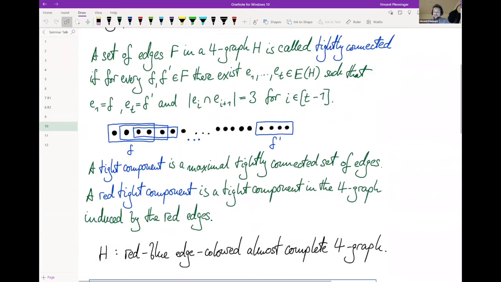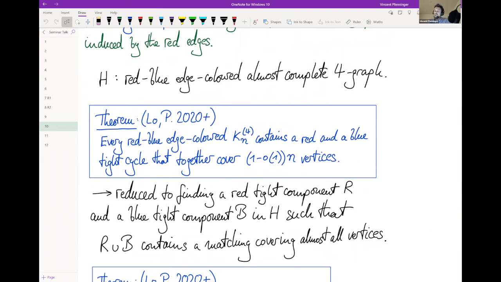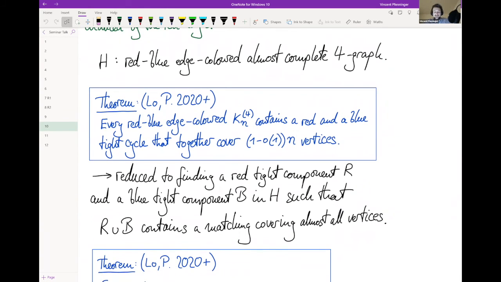Okay, so what does this mean for our results? So if H is a red-blue edge-colored almost complete 4-graph, so the reduced graph in our setting, then our first result, which is shown again here, says that every red-blue edge-colored K_n^(4) contains a red and a blue tight cycle that together cover almost all of the vertices. This is reduced to finding a red tight component R and a blue tight component B in H, in this almost complete red-blue edge-colored 4-graph, such that their union contains a matching covering almost all vertices.